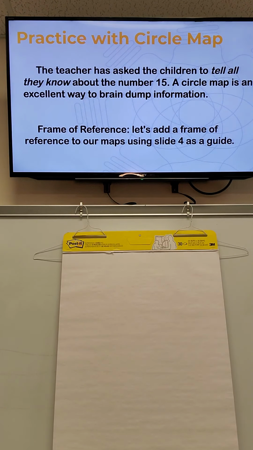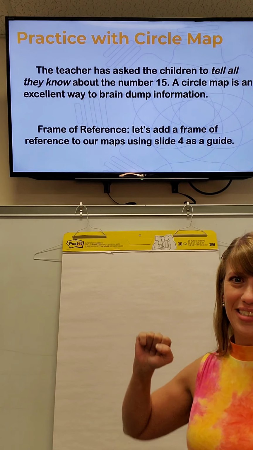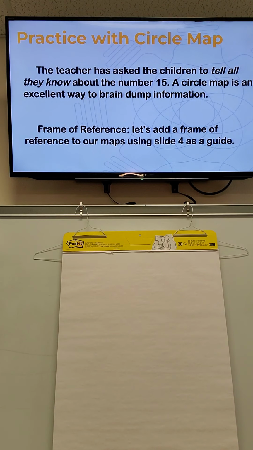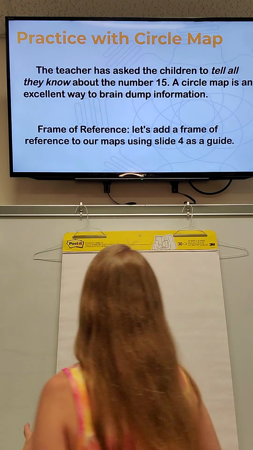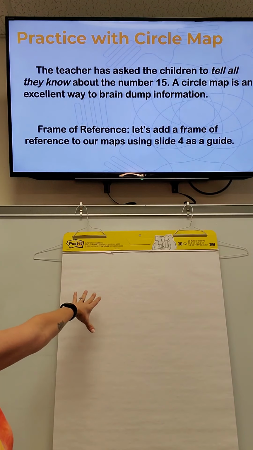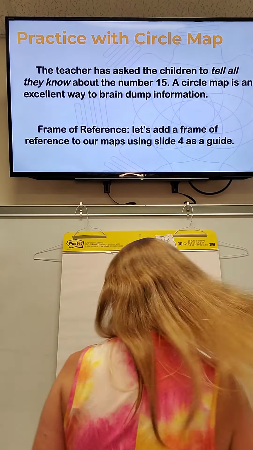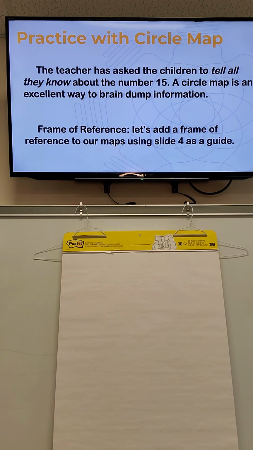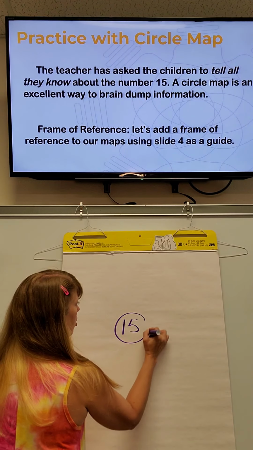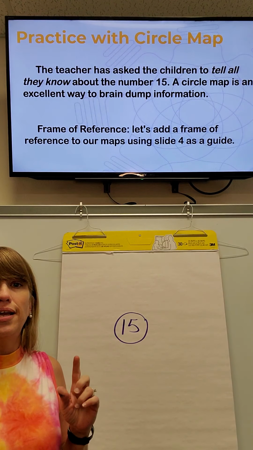So let's practice with a circle map, okay? Let's say that the teacher has asked the children to tell all they know. Notice that tell all they know is in italics. That's because that's the most important part. Tell all they know about the number 15. Now, a circle map is an excellent way to brain dump information. Just get everything you know on there. So let's start with that. We know that the middle of our map is going to be the number 15, because that's what we're telling all that we know about. And they can put anything in here.